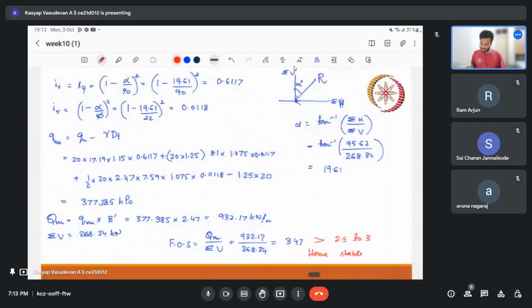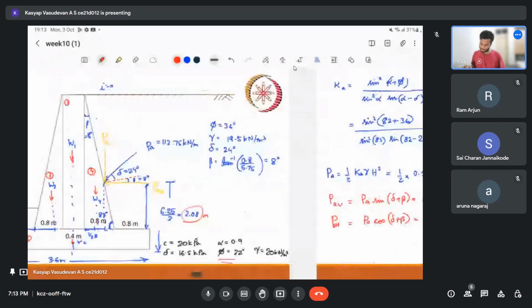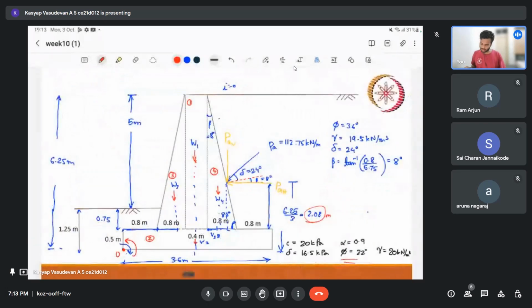That is the thing here. Now, did I miss out anything? So we have these things. It's safe against overturning. There is no tension developed at the base. It is safe against bearing failure. It is not safe against sliding. So that is what we have to take care of in this particular case.